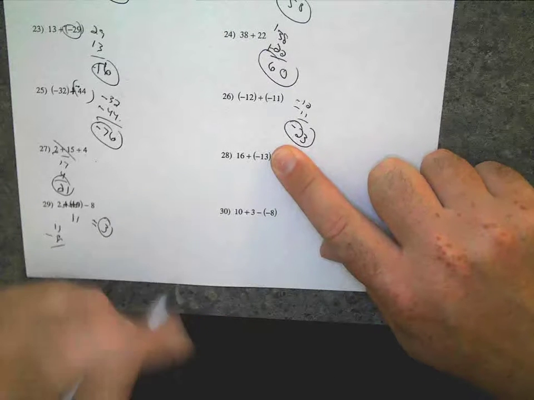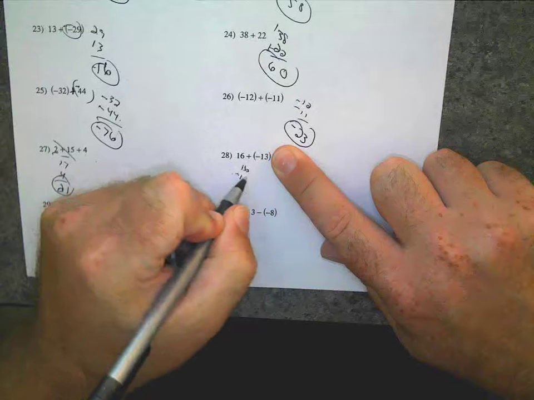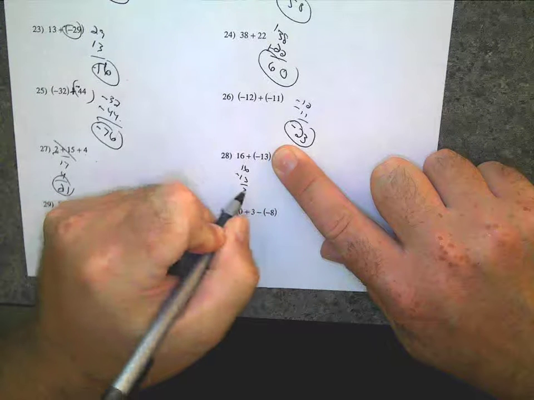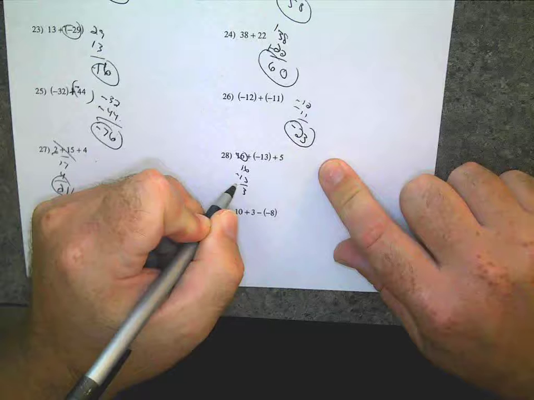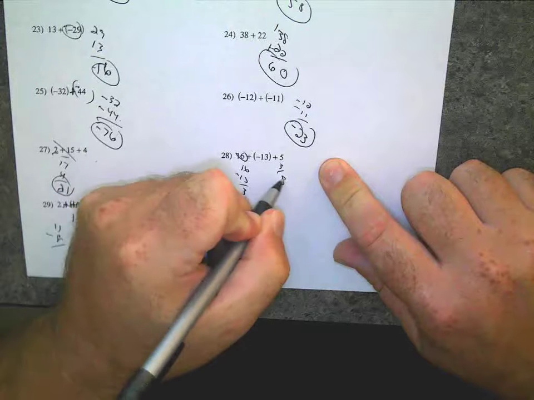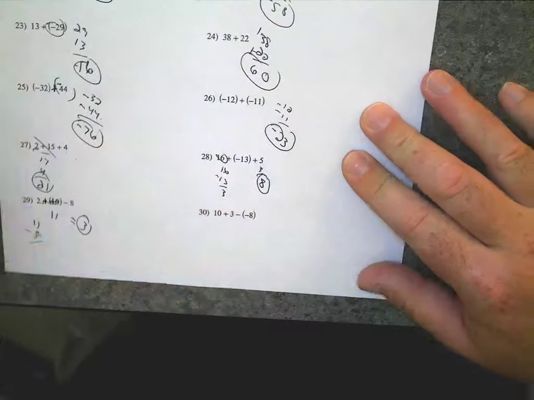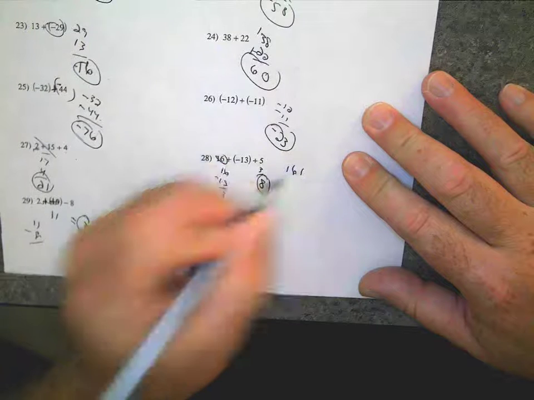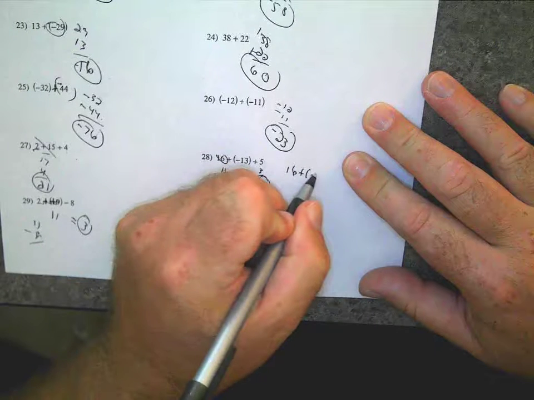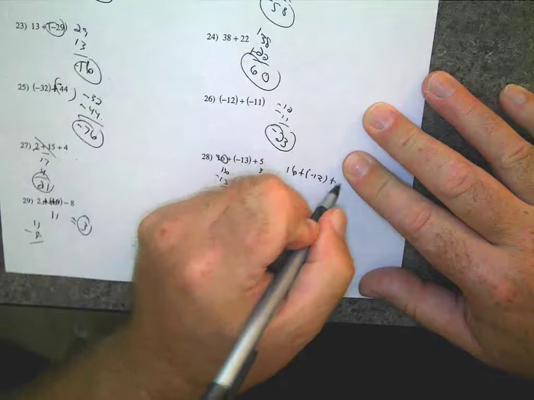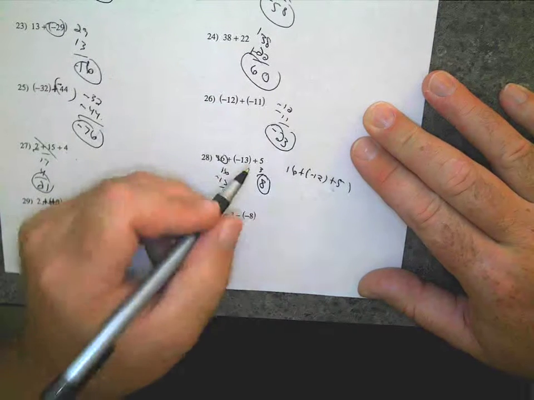That's fine. 16 and negative 13, add them up, become 16, 13, subtract absolute values, they get 3, keep the sign of larger absolute value, positive 3. 3 and 5 is 8. Now, I'm going to rewrite that. I'm going to write 16 plus a negative 13 plus 5.